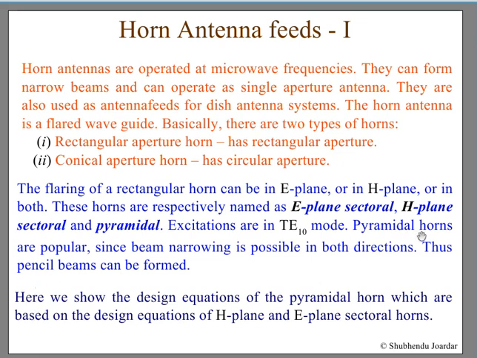Then pyramidal horns are popular since beam narrowing is possible in both directions. Well, E-plane and H-plane do beam narrowing in one dimension. The combination of this is the pyramidal, and it does it in both directions, that you will see. We show the design equations for pyramidal horn, which are based on the design equations of H-plane and E-plane sectoral horns.